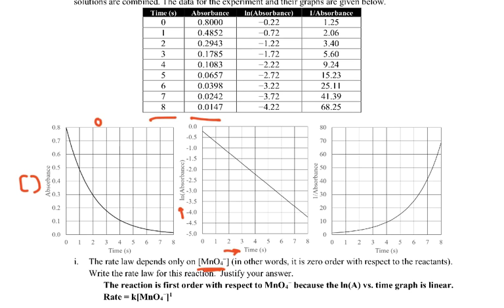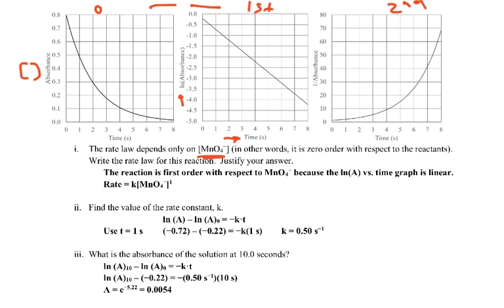If this one were a straight line, and if the 1 over the absorbance were a straight line, okay, it'd be second order. But it's not. It's the natural log versus time. That's first order. So that means our rate law is going to be rate equals k times MnO4 minus to the first order. Now we want to figure out the rate constant k.